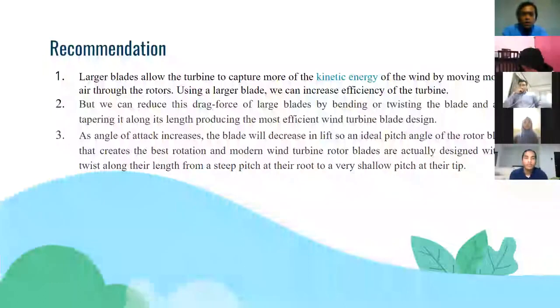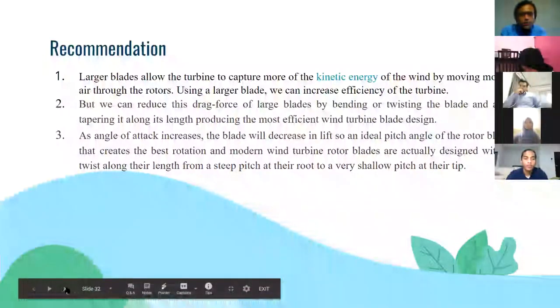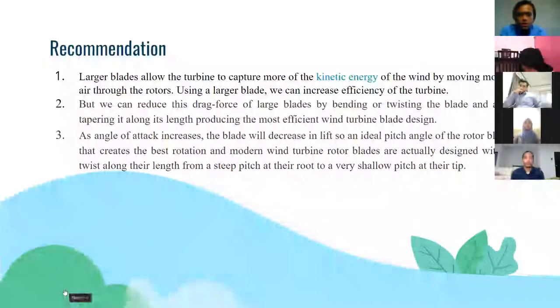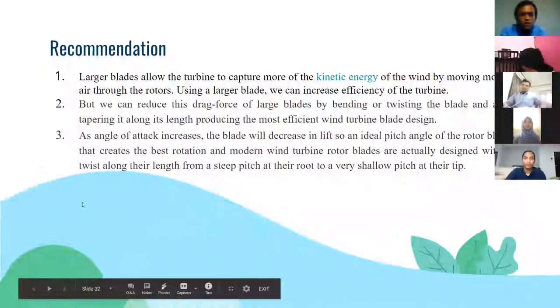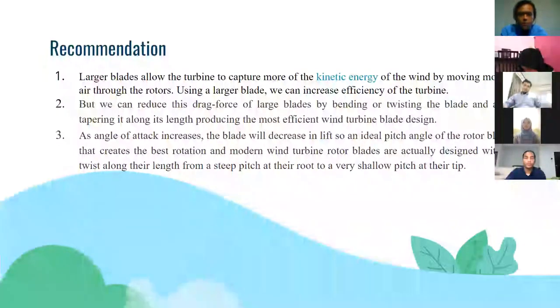Lastly, the angle of attack of the blade also affects the efficiency. A larger angle of attack will decrease the amount of lift that the blade makes. So there is an ideal pitch angle of the rotor blade that will create the best rotation and efficiency. Modern wind turbine rotor blades are actually designed with a twist along their length, from a very steep pitch at the root of the blade to a very shallow pitch at the tip of the blade, to improve efficiency.